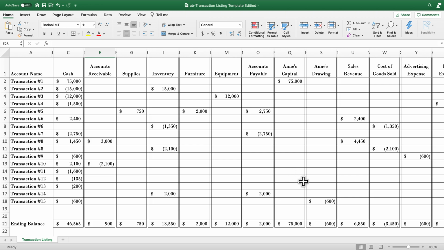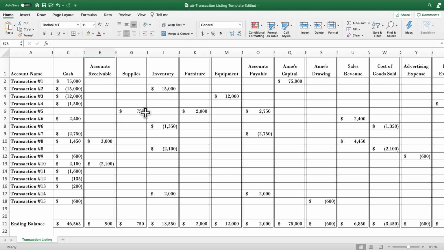Transaction number 5, Anne purchases $750 of supplies and $2,000 of furniture on account. So we have our supplies account and our furniture account being impacted. So we have $2,000 in our furniture account and $750 in our supplies account. Now these are our debits because these are our assets, so they're a debit. We have furniture worth $2,000 and supplies worth $750.